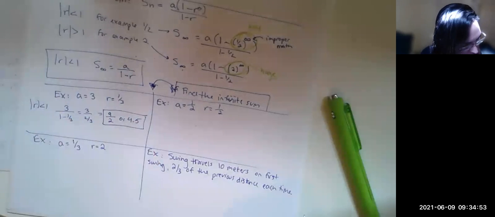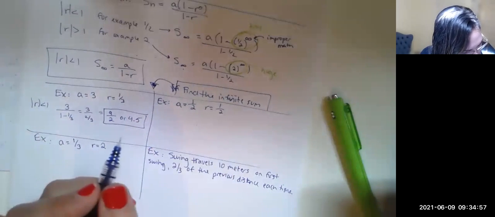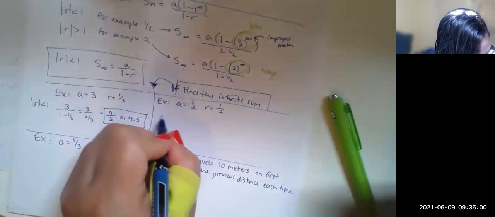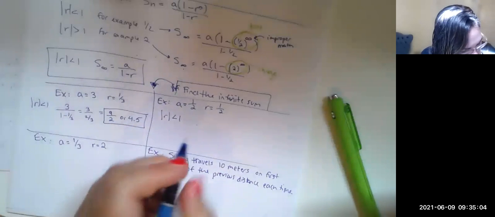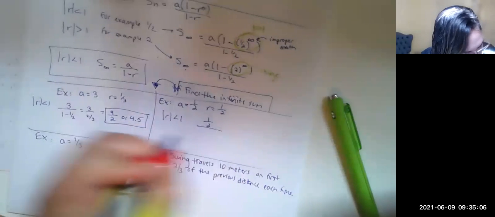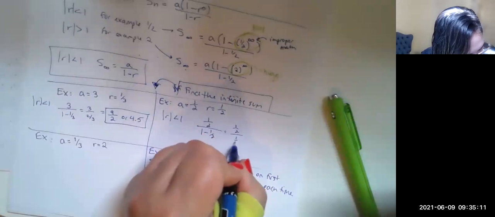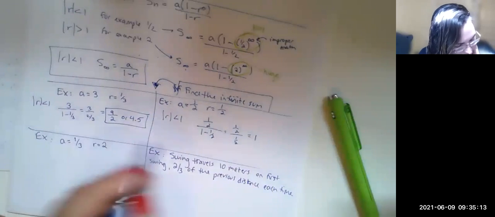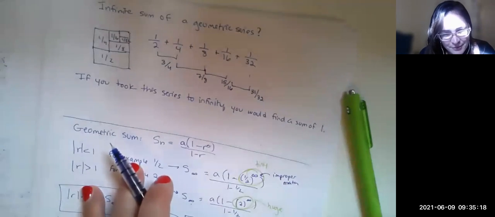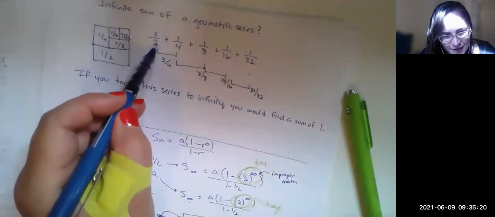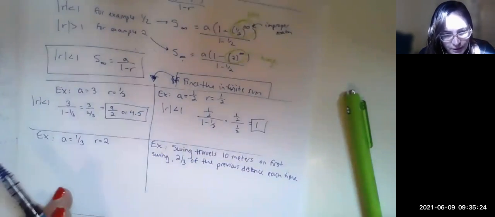Second example, we have first term is 1/2, R is 1/2. So we do have an R of 1/2, so the absolute value of R is in fact less than 1. So 1 over 2 divided by 1 minus 1 over 2, that's 1/2 over 1/2, which is 1, which is actually the same example that we did in the splitting up the brownie problem. The first term is 1/2 and the common ratio is 1/2.